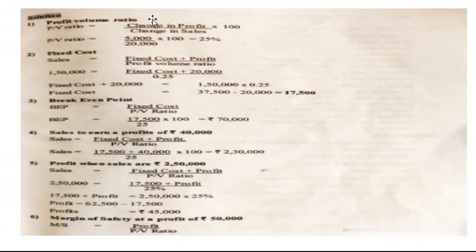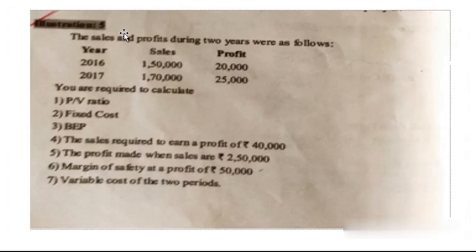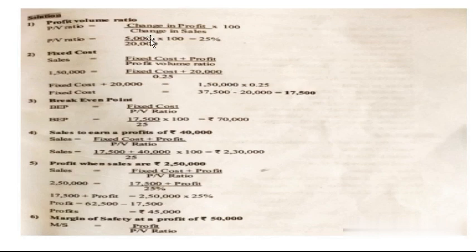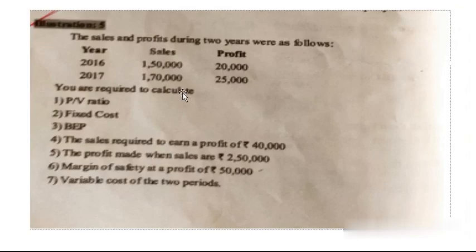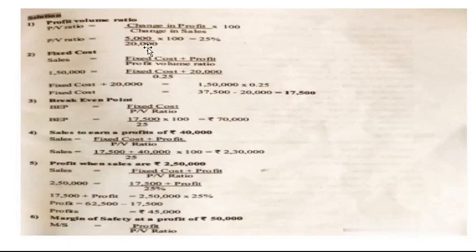So PV ratio is equal to change in profit divided by change in sales into 100. What is the change in profit? 25,000 minus 20,000, which gives you 5,000. Then change in sales: what are the sales for 2016 and 2017? 1,70,000 for 2017 minus 1,50,000, so the difference will be 20,000. Into 100, which will give us 25%. So PV ratio is 25%, which is an average for both the years.